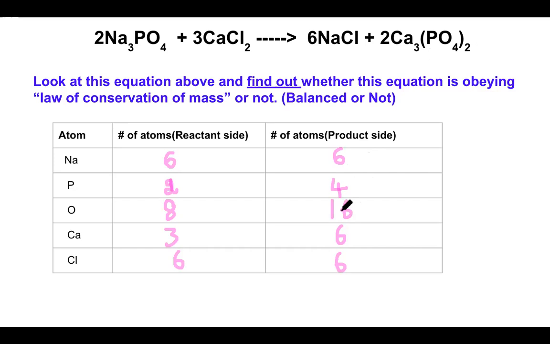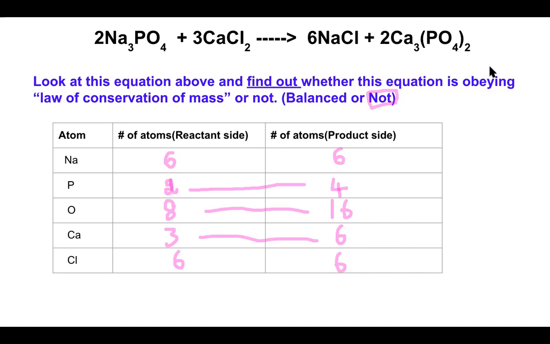So the equation is not balanced. See, they have different numbers of phosphorus. In oxygen, they are not matching. Calcium numbers are not matching. So I would say this chemical equation does not obey the law of conservation of mass. It means it's not balanced.